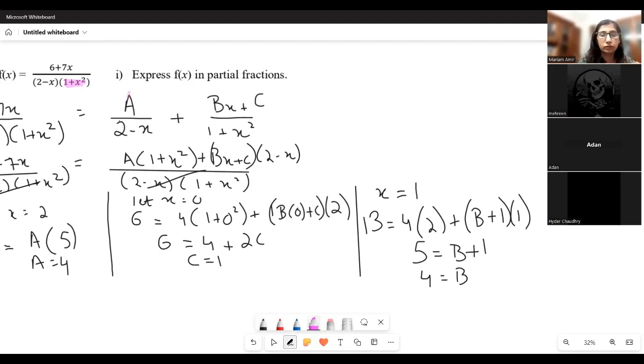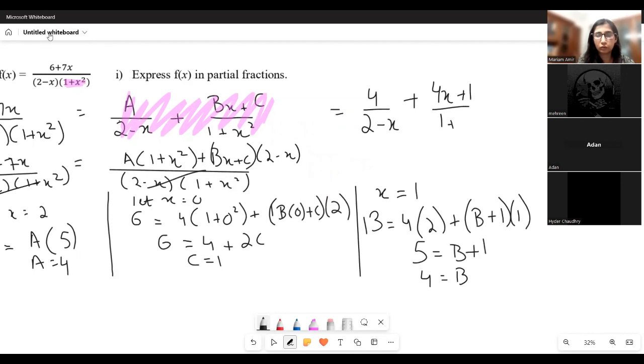So now the final partial fractions would be 4 upon (2 minus x) plus (4x plus 1) upon (1 plus x squared), which is the correct answer.